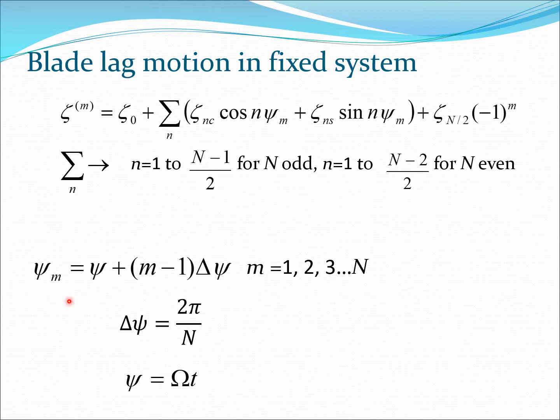Now psi m is psi plus m minus 1 delta psi, and delta psi is 2 pi by N, 2 pi being the circumference of the rotor disc, and that is divided by N, the number of blades, and psi is of course equal to omega into t, where omega is the rotation speed of the rotor. So these essentially define the nomenclature as far as the Fourier coordinate transformation is concerned from the rotating system to the fixed system.